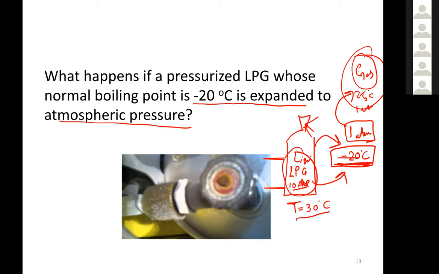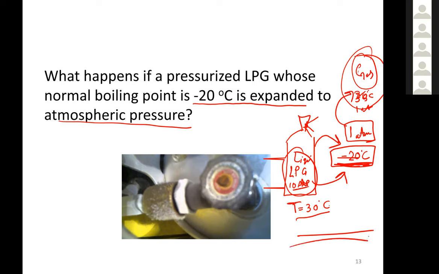So there is no way for this gas to change phase without passing by this station or by this landing. Now, when I open the valve, the temperature will drop immediately to minus 20. Why? Because it needs to change phase. And once it reaches minus 20 and all of it is gaseous, then it's going to increase in temperature until it goes back to 30 degrees C, which is the surrounding I have in this case.